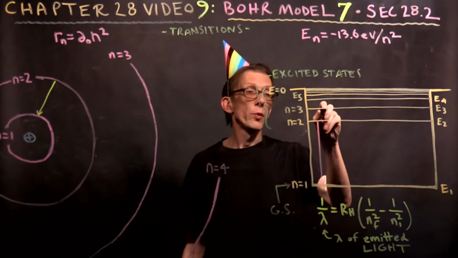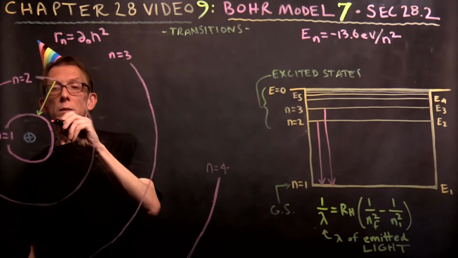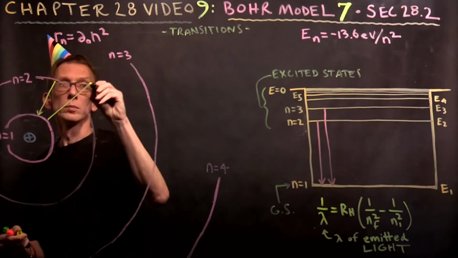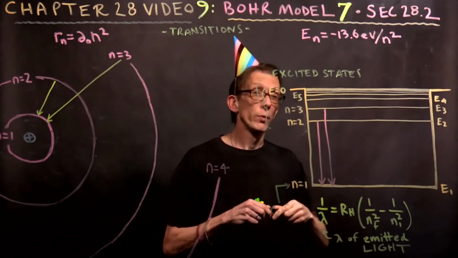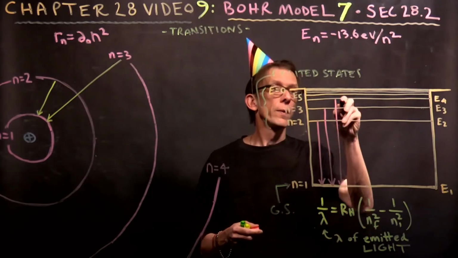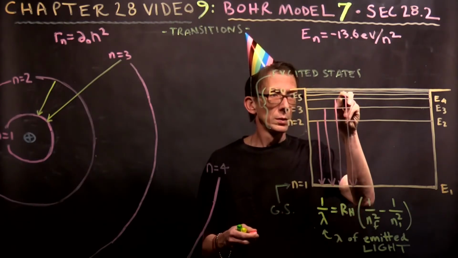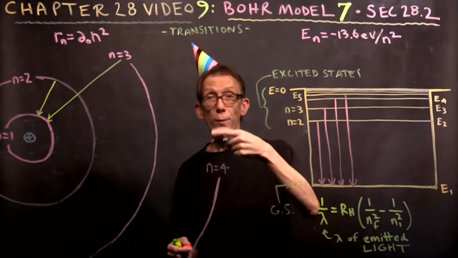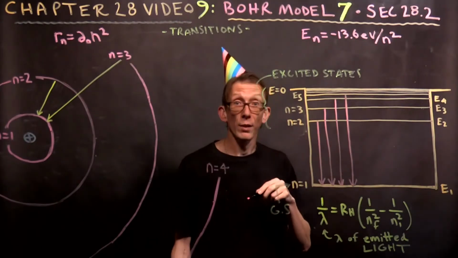We also can have one that goes from 3 to 1, right? We also have one that goes from 4 to 1, 5 to 1. All these transitions are possible. They're not necessary. If we put it in the n equals 5 state, it can go from 5 to 4 to 2 to 1, or from 5 to 3 to 1. But these are possible transitions that end at the ground state.